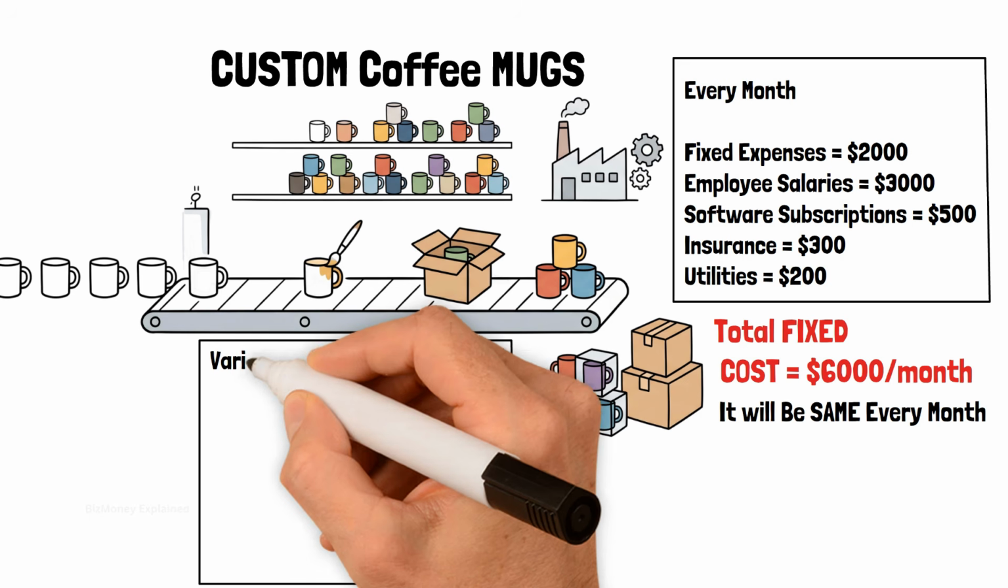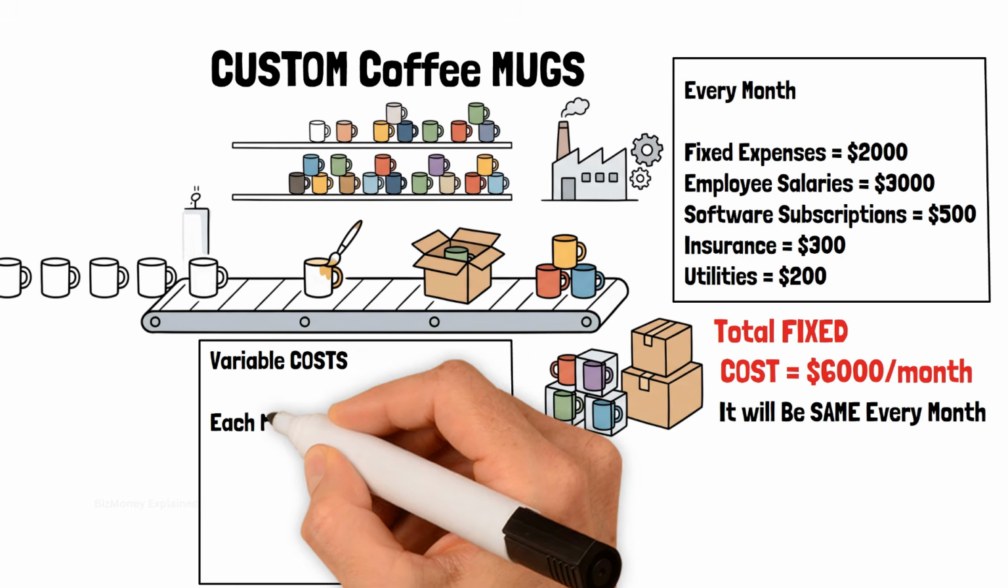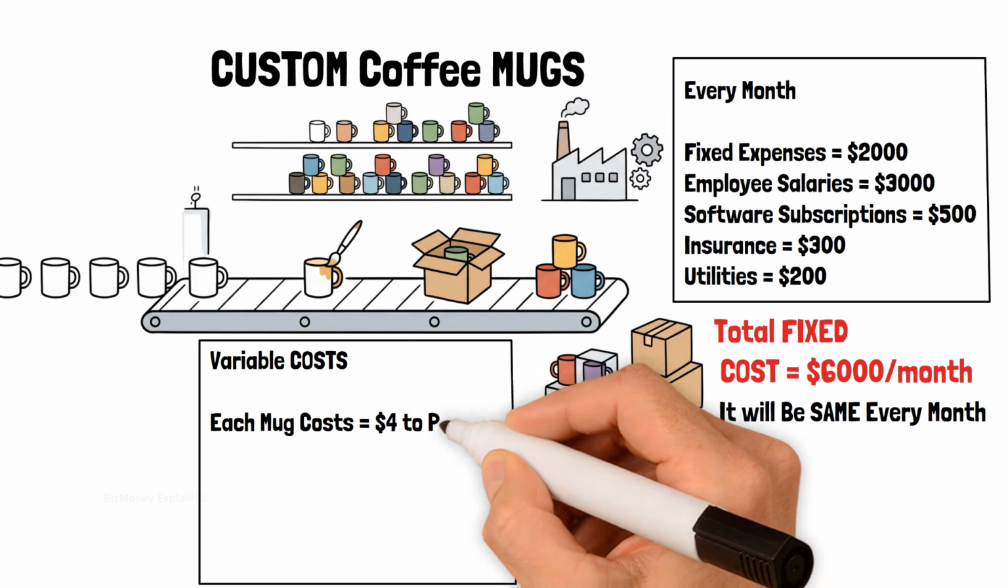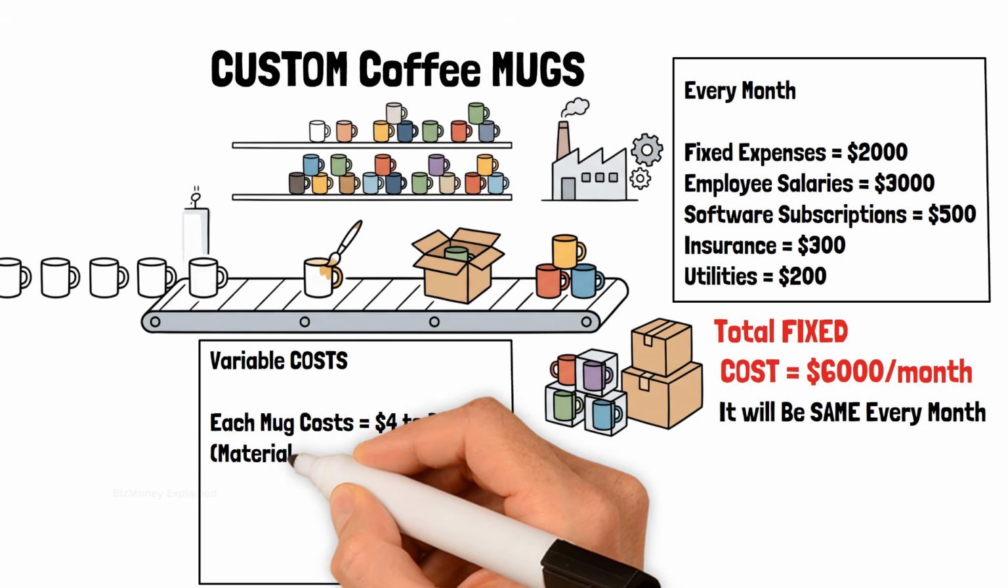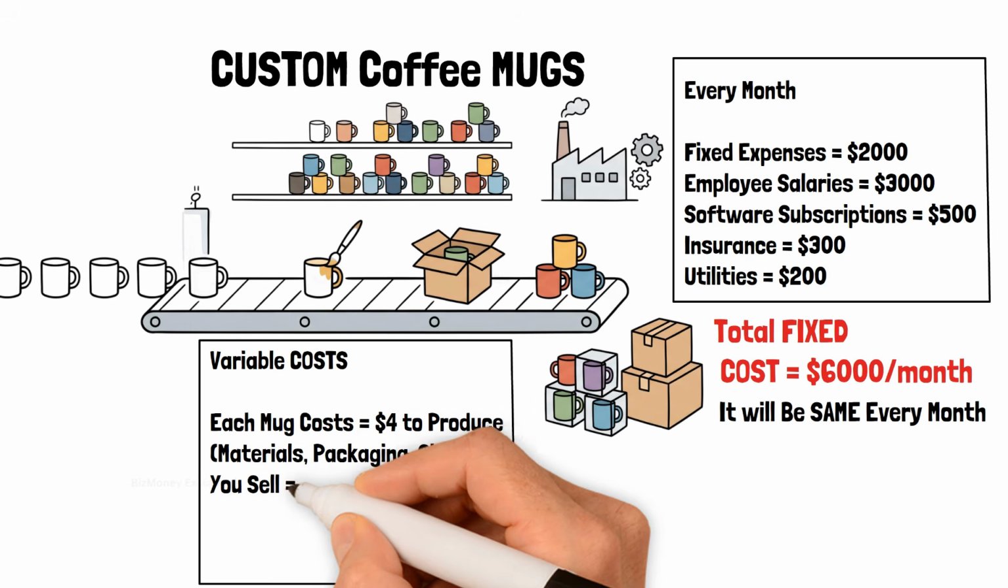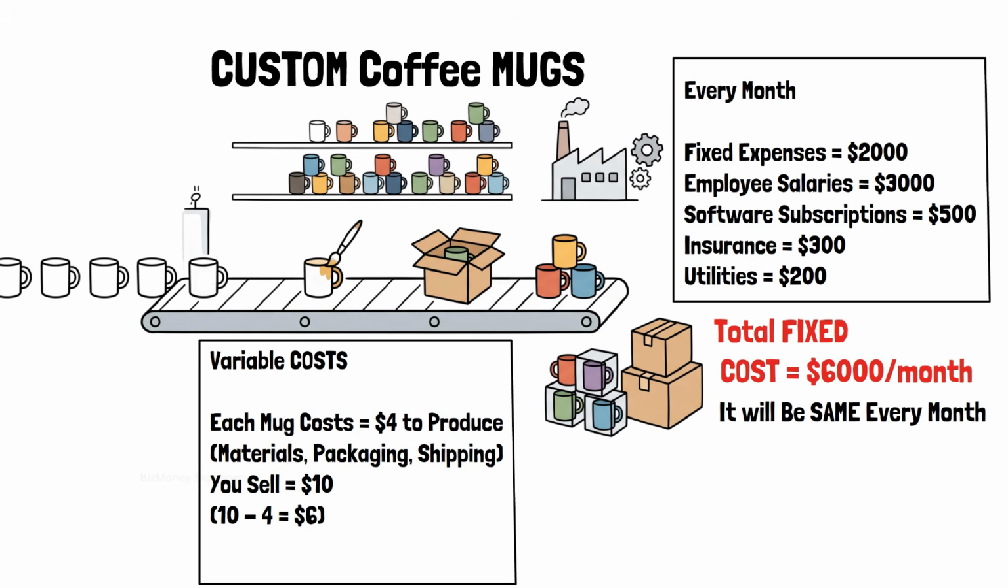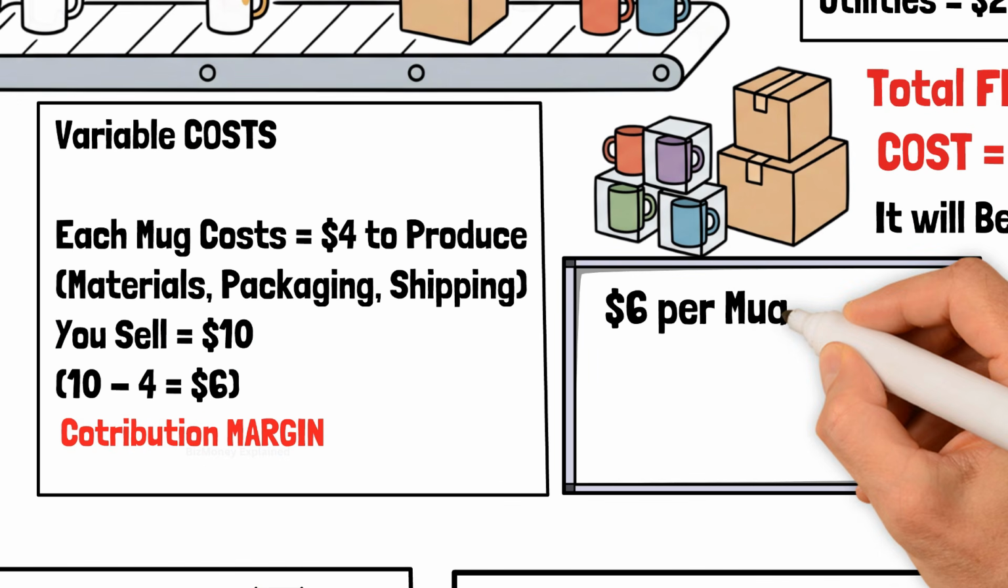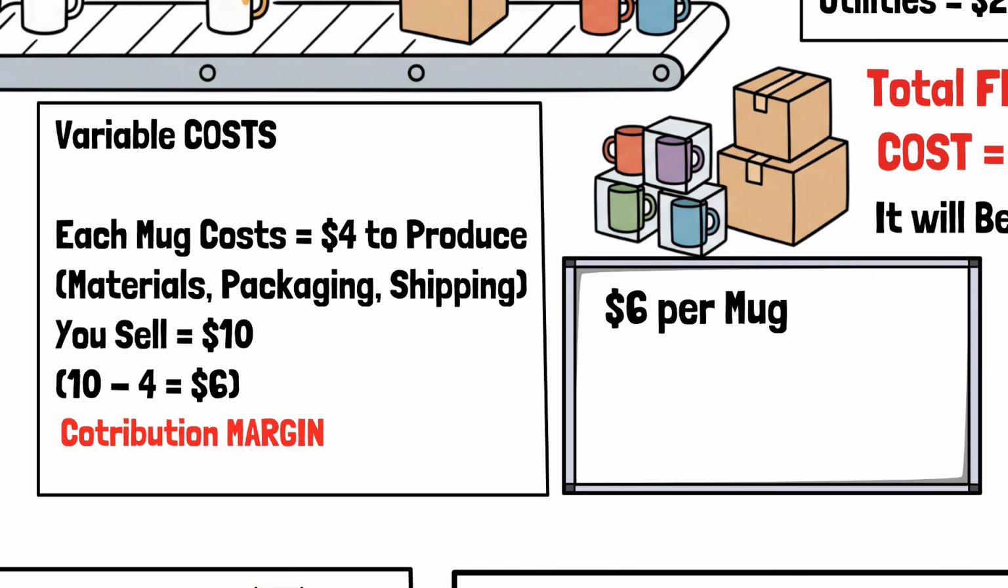Next, let's look at variable costs. Each mug costs $4 to produce. This includes materials, packaging, and shipping supplies. You sell each mug for $10. To find the contribution margin, subtract the variable cost from the selling price. $10 minus $4 equals $6. This means every mug sold contributes $6 toward covering fixed expenses.